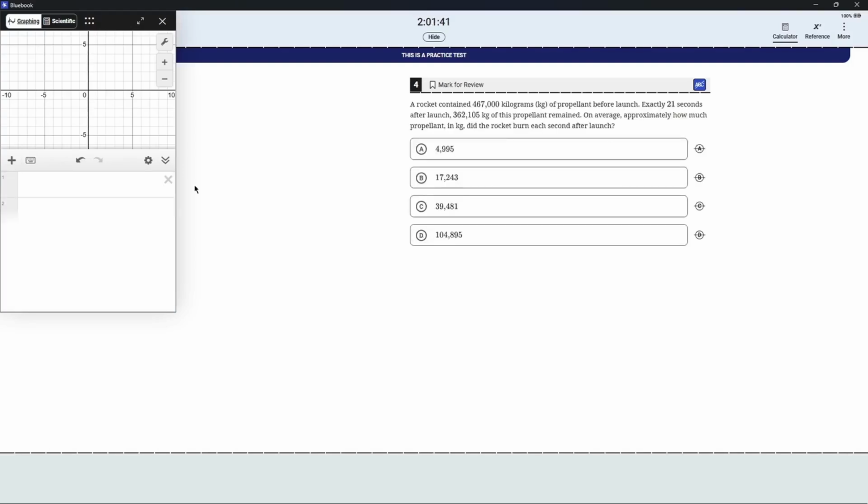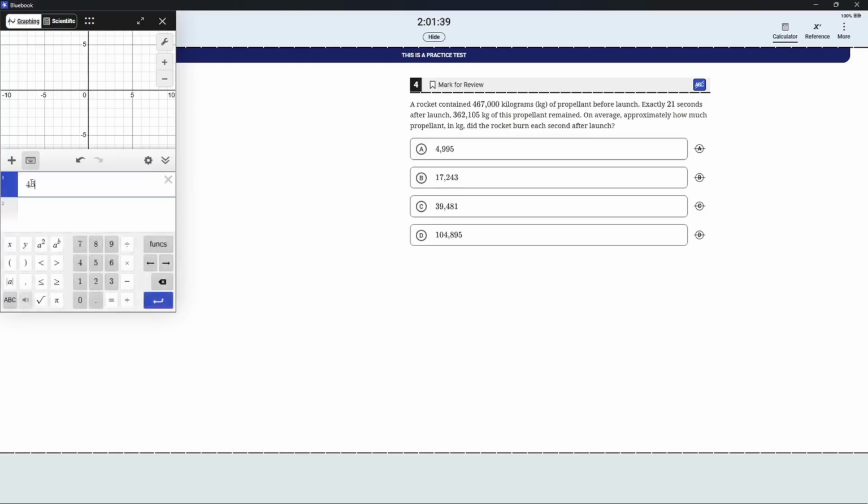Question four. A rocket contained 467,000 kilograms of propellant before launch. Exactly 21 seconds after launch, 105,000 of this propellant remained. On average, approximately how much propellant in kilograms did the rocket burn each second after launch?